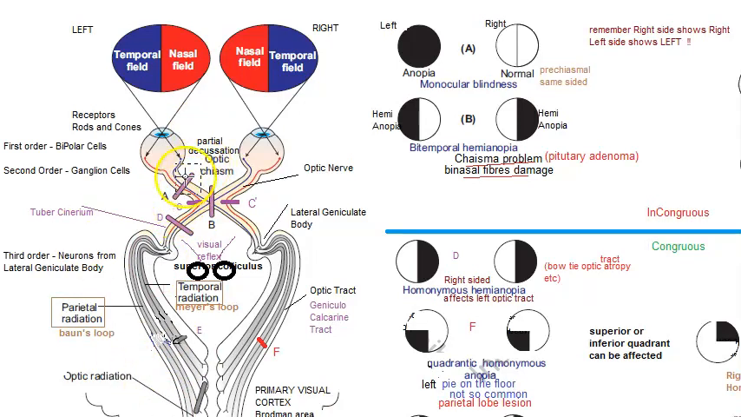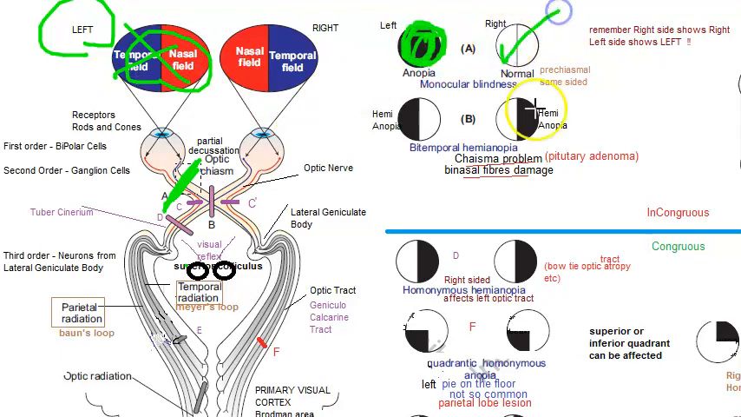This A portion we cut. Why isn't it writing on? A is cut. Now what will happen? Left eye, temporal field, nasal field, both are gone. Okay, both are gone. So here there is anopia. Left side has been marked black, right side is perfectly fine.